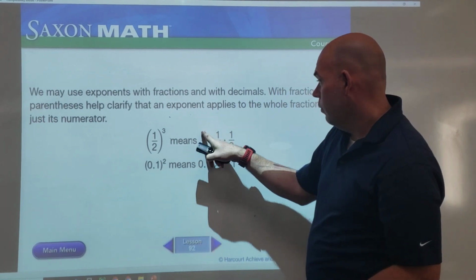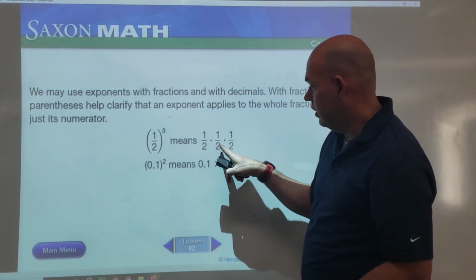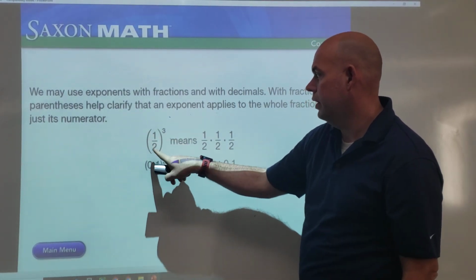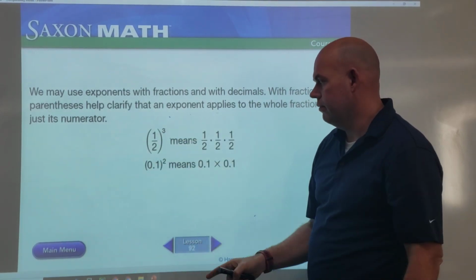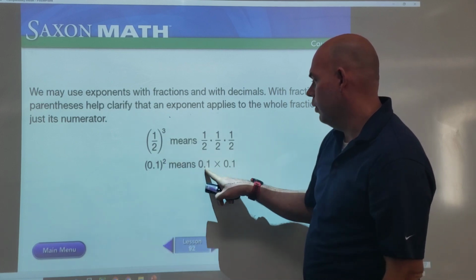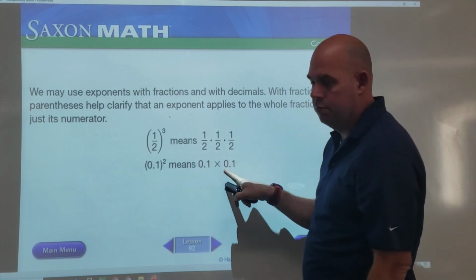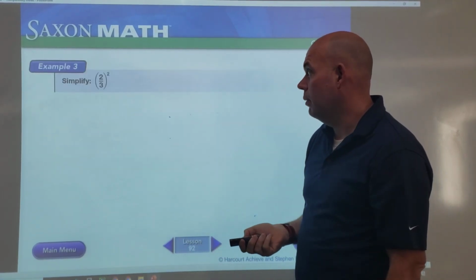And we can do that. 1 times 1 times 1 is 1. 2 times 2 is 4, times 2 is 8. So we get 1/8 is the same as 1/2 to the third power, or cubed, or to 3, or whatever. 0.1 squared is the same as saying 0.1 times 0.1. If it was 0.1 to the fourth, it would be 0.1 times 0.1 times 0.1 times 0.1. And that's it. It's not real complicated.